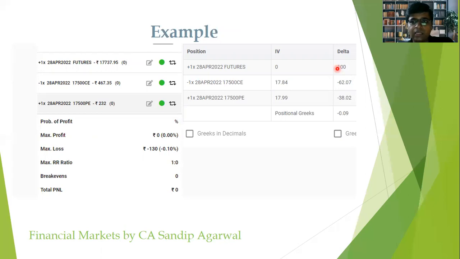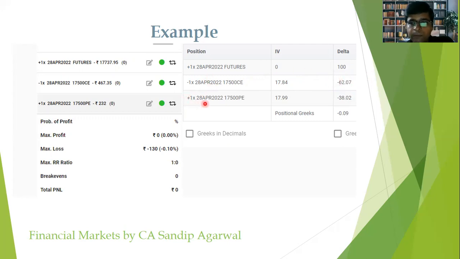So it means that in case the Nifty moves up by 1 point or the Nifty moves down by 1 point, then the person will make a profit of 1 point or they will make a loss of 1 point. So that's why the delta is 100. Now you can see the delta of the 70,500 call is minus 62 because the person has basically sold a call option. So in case the Nifty moves in the upward direction, the person will make a loss of 0.62 rupees per point movement in Nifty, whereas in case the Nifty moves downward, then the person will make a profit of 0.62 rupees per 1 point of movement in the Nifty.